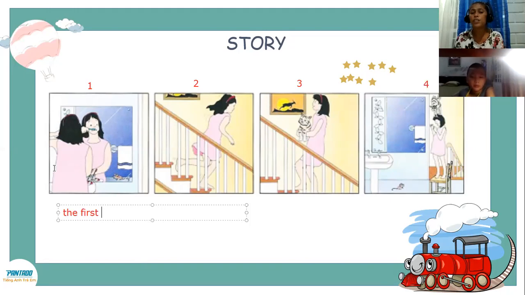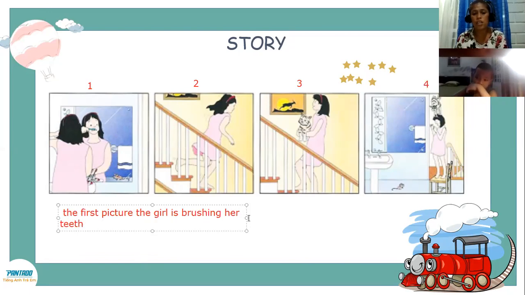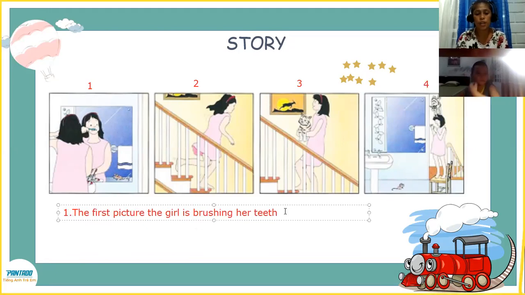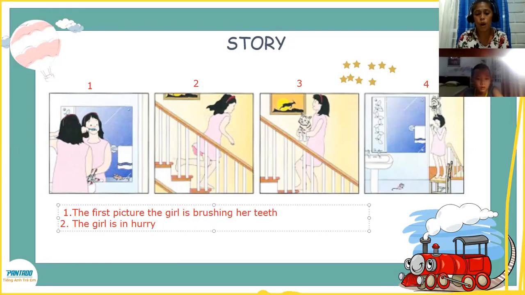Okay, listen to the picture. The first picture, look at this one. You can see the girl. The girl is brushing her teeth. Can you see that one? She's brushing her teeth. That's number 1. Next picture. The second picture, look at the girl here. The girl is hurrying, going down.